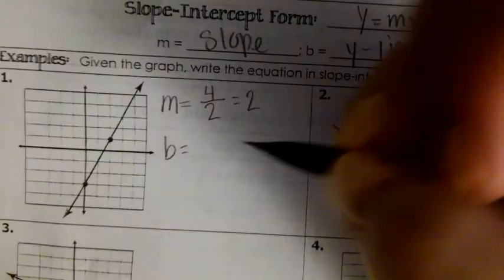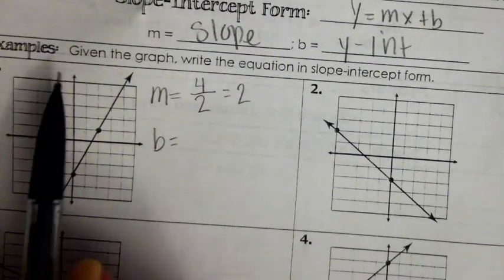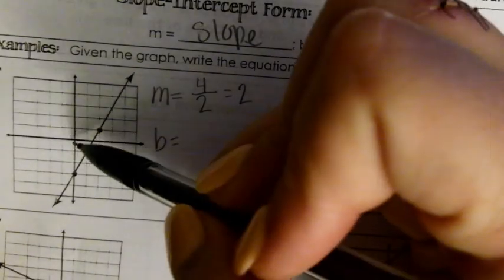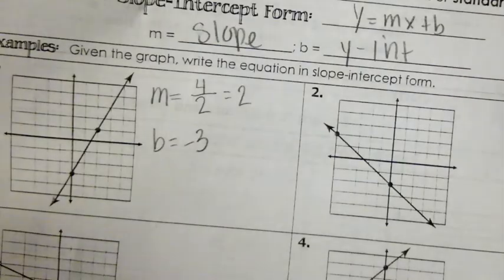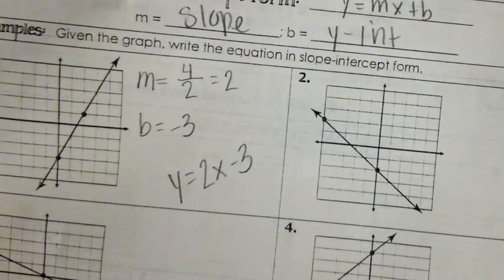Now we need to determine what our y-intercept is. So this is our x-axis, this is our y-axis. Where does this line cross the y-axis? It's at 1, 2, 3, -3. And all we do is plug this in. y equals 2x minus 3. Done. All right, I'm going to do another one with you.